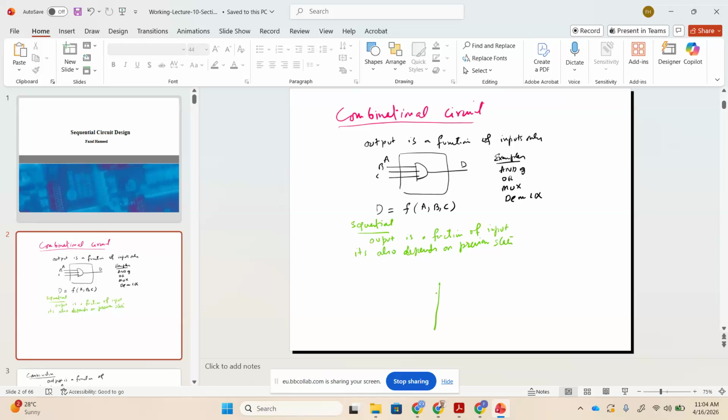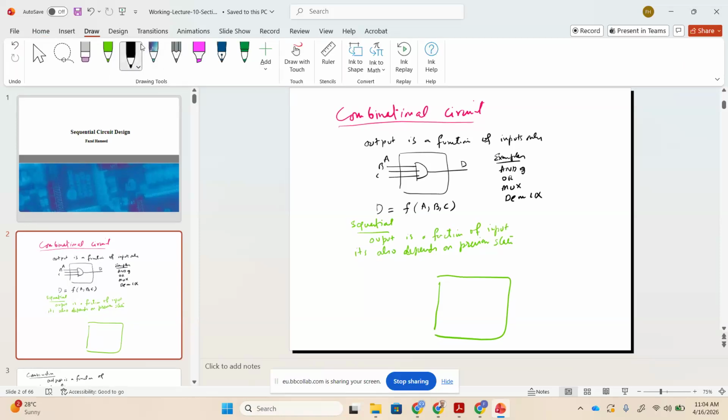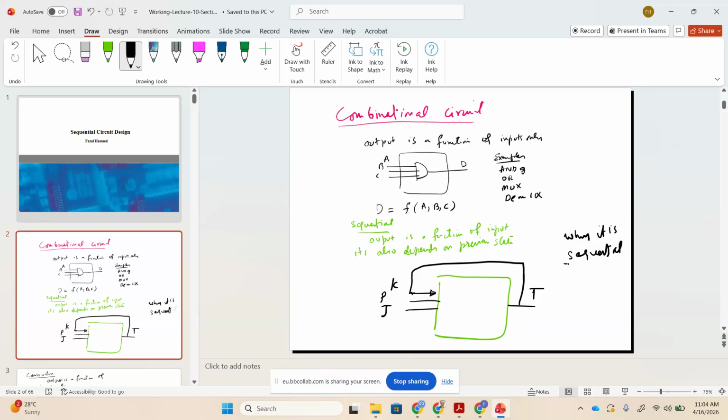Let's assume there is a block diagram. I'm not drawing the internals of the block diagram, just a general circuit, so we don't know what is inside. Let's assume the inputs are K, P, and J, and the output is T. Let's assume this output T is fed back to some of the inputs. Is this a combination circuit or a sequential circuit? Why is it sequential? Because the output is part of the inputs.